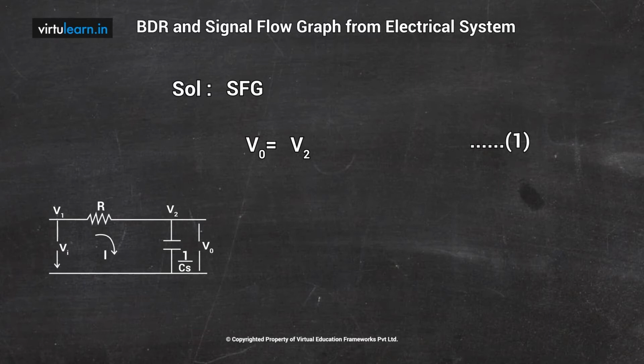But what is V2? It is the voltage across the capacitor. The capacitor we write as 1 by Cs, and the current through the capacitor is I. I can write the equation V2 is equal to I into 1 by Cs. This is equation number 2.